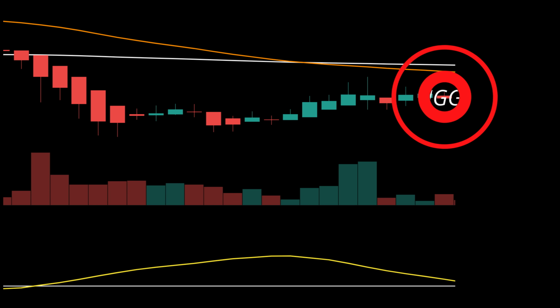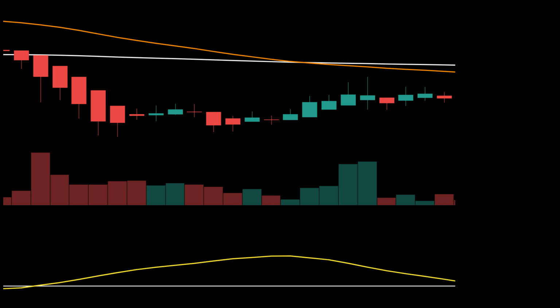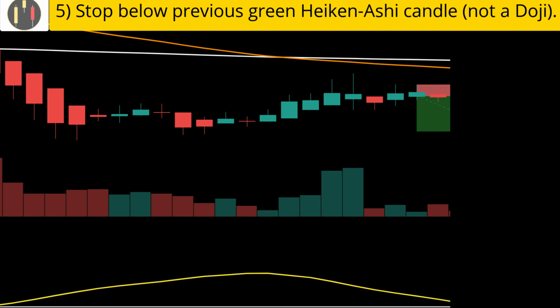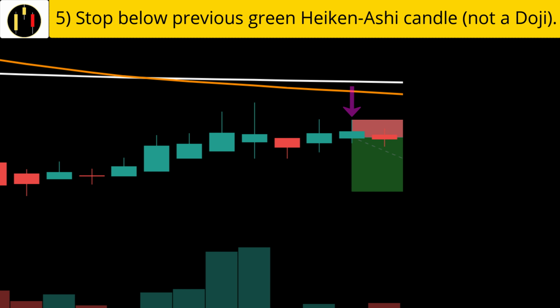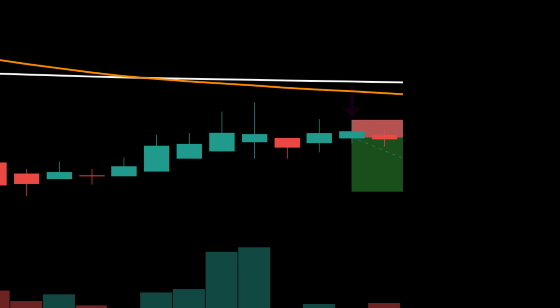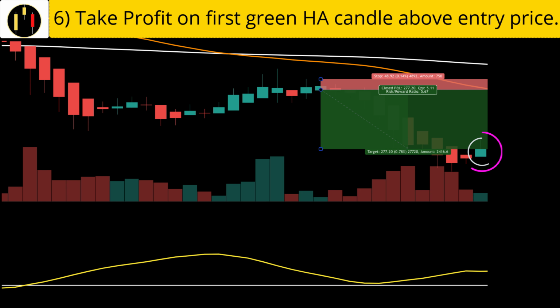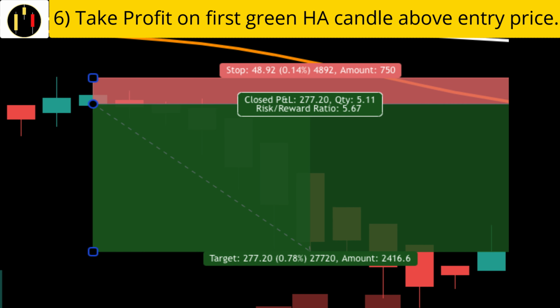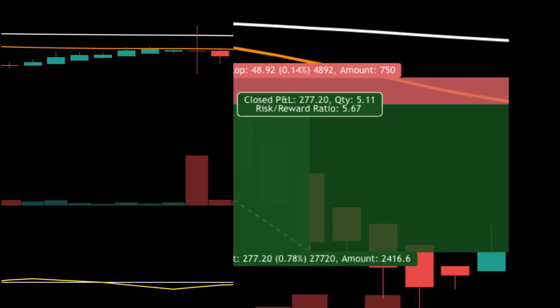All of that happens on this candle here. That is our trigger. The stop is placed at the previous green candle, and the target is dynamic. And this example is closed when the first green Fibonacci candle closes while in profit, for a great 5.67 risk versus reward. I'm going to show you one more quick short example.